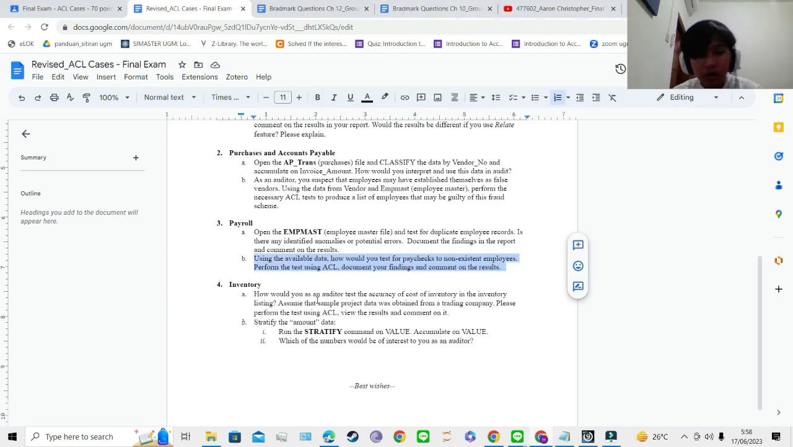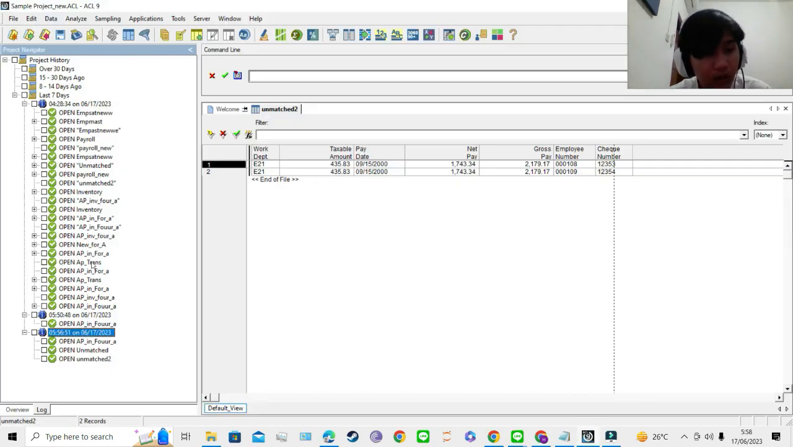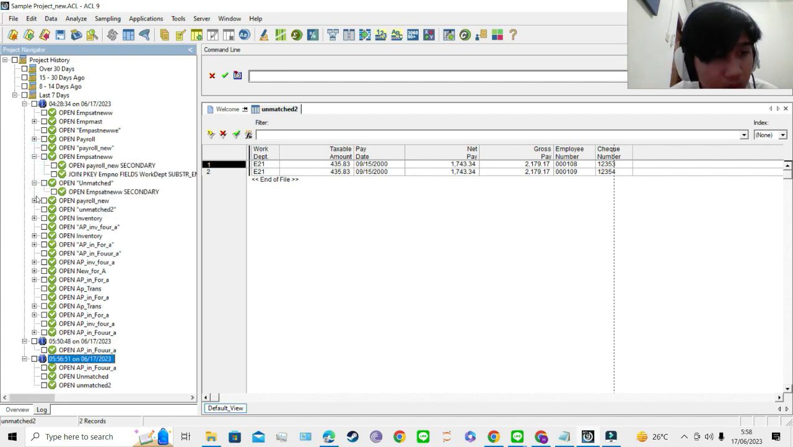Number 4, how would you as an auditor test the accuracy of cost inventory in inventory listings? Assume that samples project data was obtained from a trading company. Please perform the test using ACL, view the result, and comment on it. Okay. So as I said, I did it before.